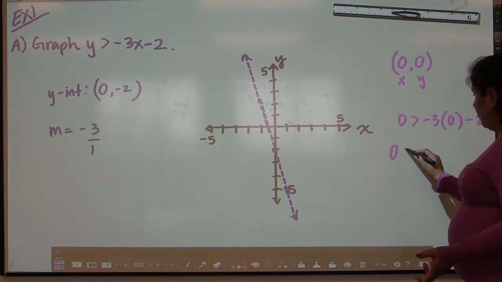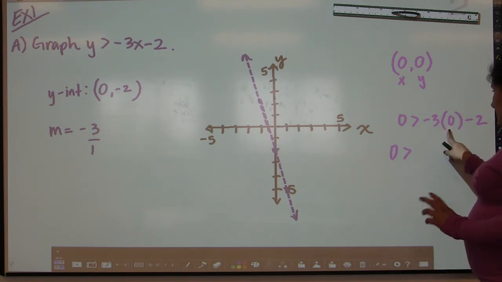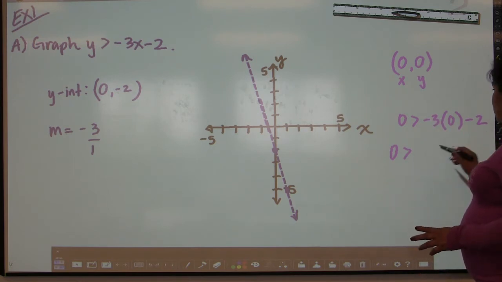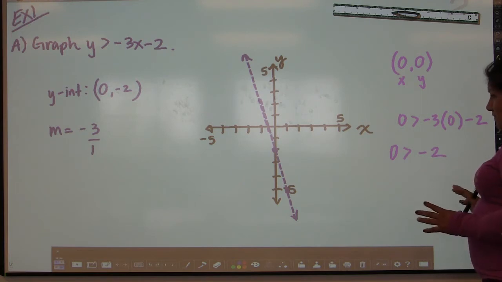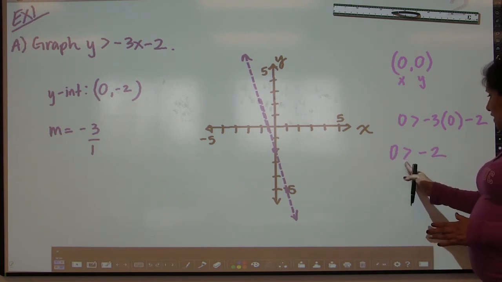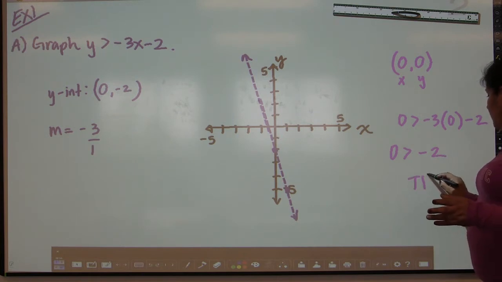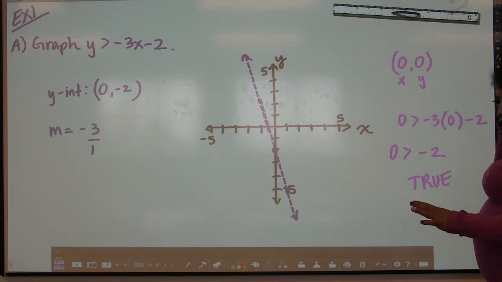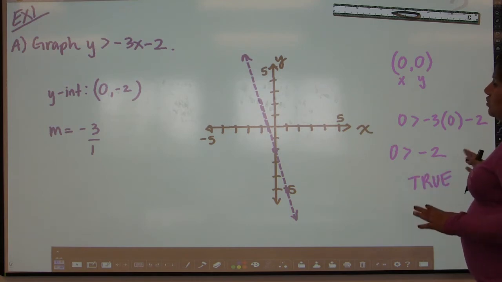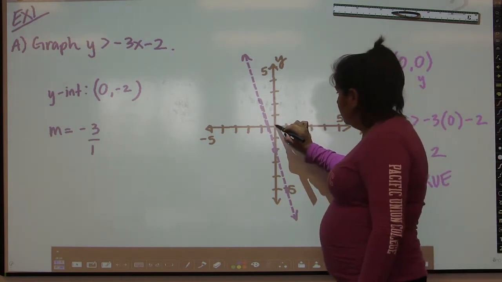So over here we have a 0. We know that -3 times 0 is still 0, and 0 minus 2 is -2. So here's the statement: is 0 bigger than -2? The answer is yes, because 0 is bigger than any negative number. Okay, 0 is always bigger than any negative number. So this is true. So here is my origin.